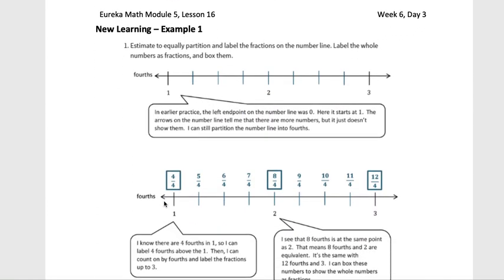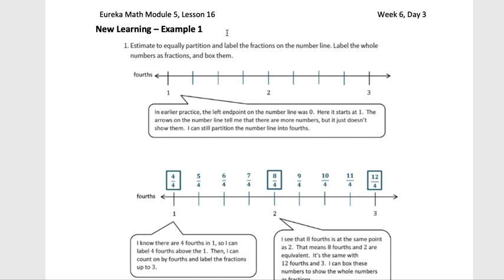Now, our new learning for lesson 16, module 5, is that you guys are going to be partitioning and labeling fractions that are maybe bigger than just one whole. There might be more than just one whole. So, for example, right here it's asking you to estimate, to equally partition and label the fractions on the number line. Label the whole numbers as fractions and box them. So we did this all together back in class in March. We might have forgotten some of this, but I know you guys can do it.